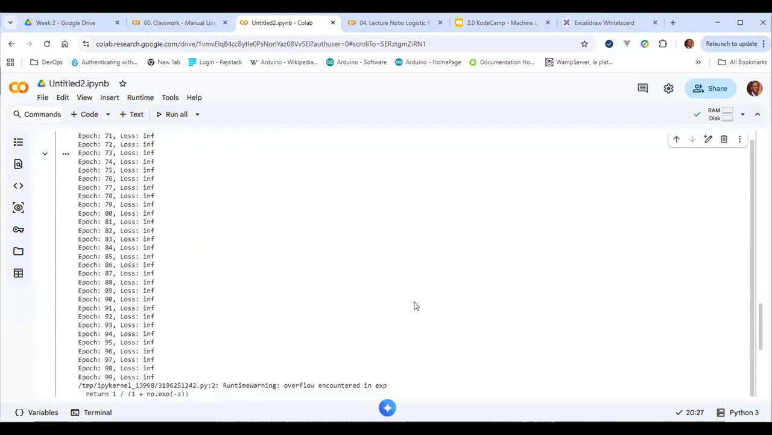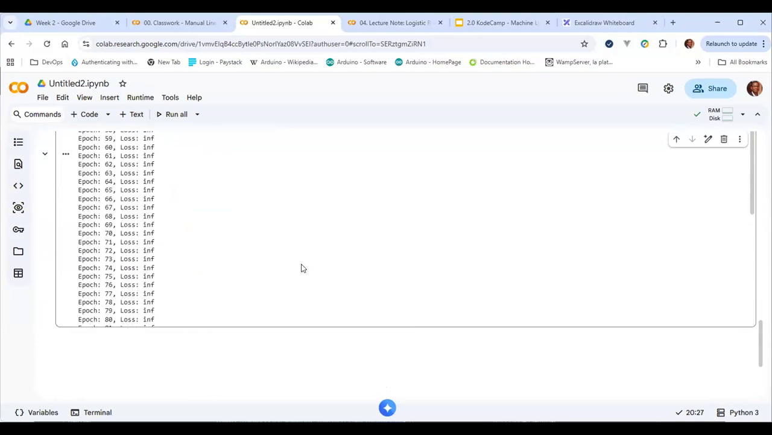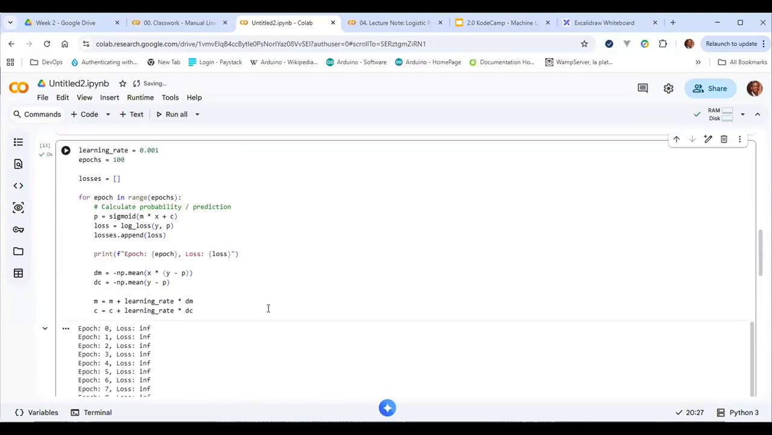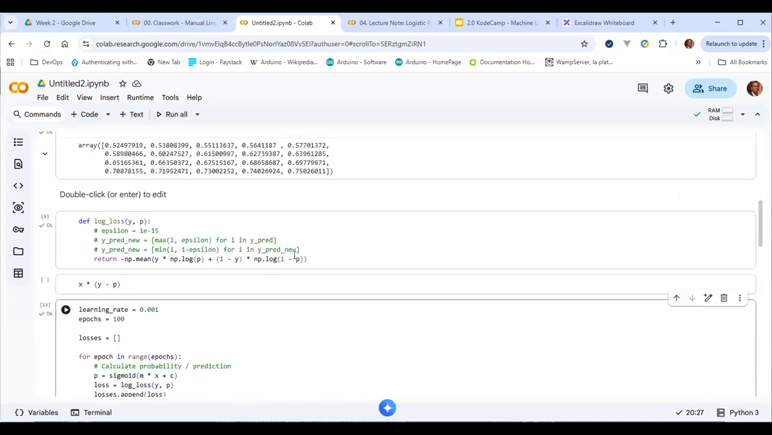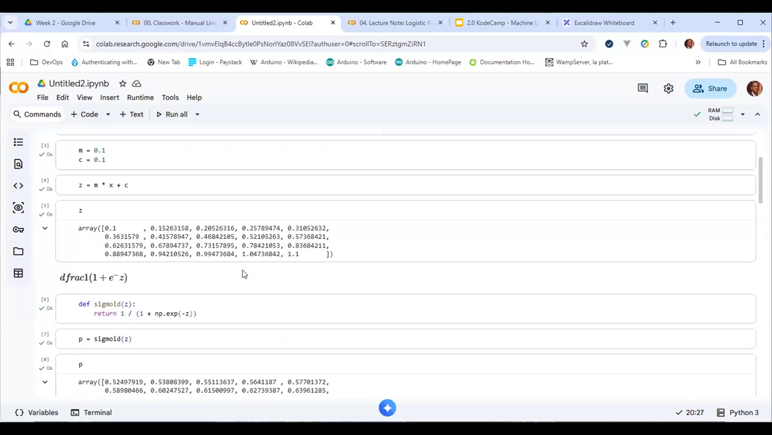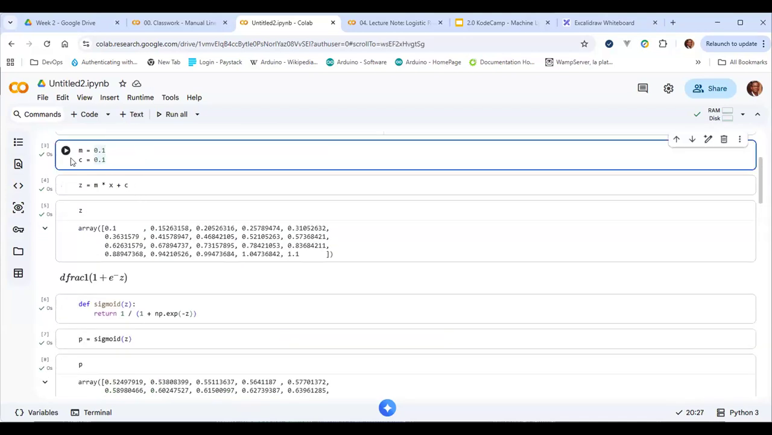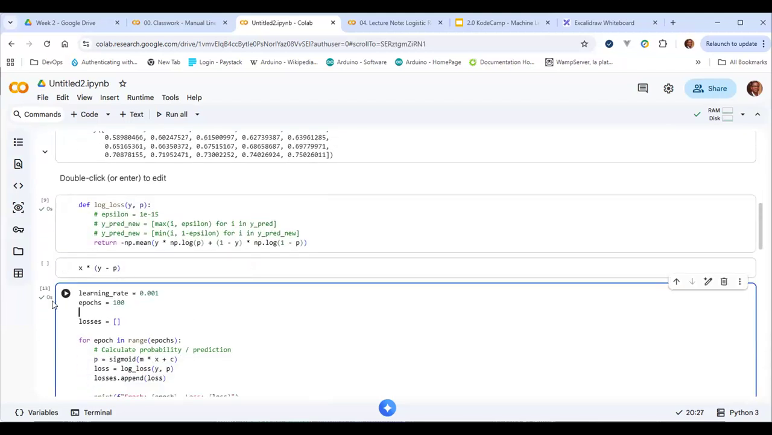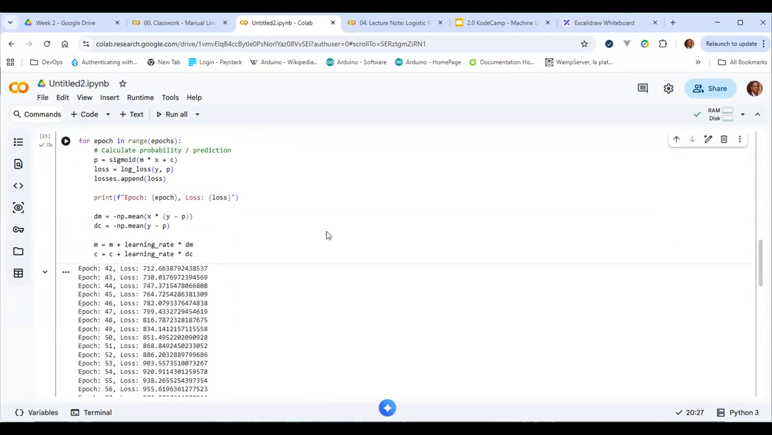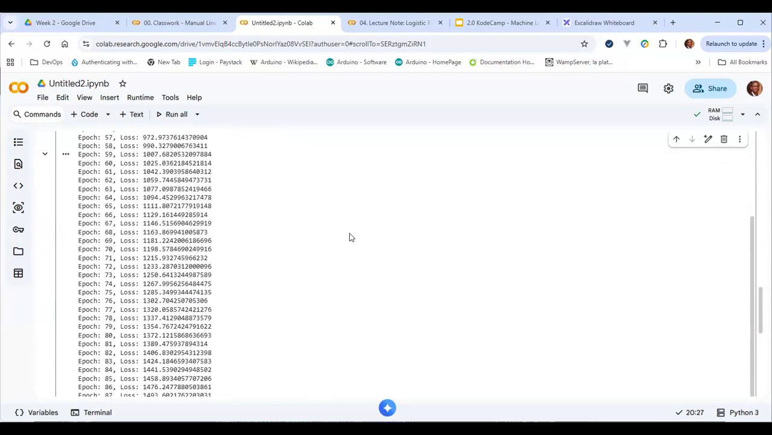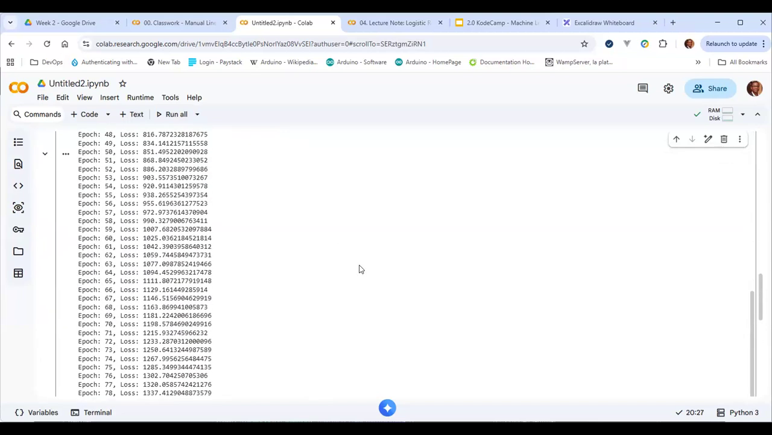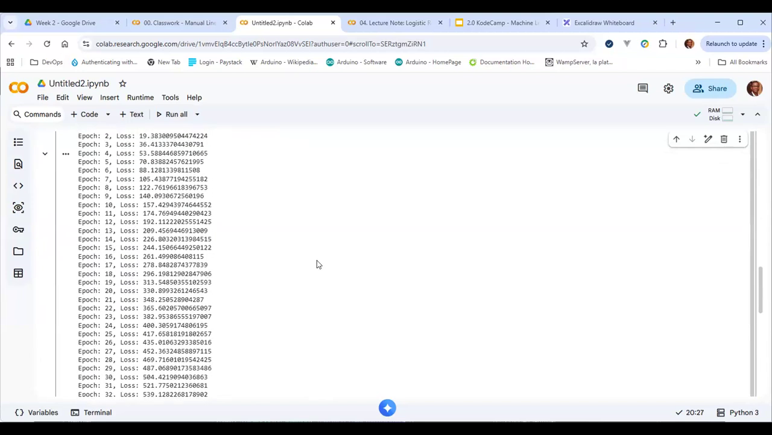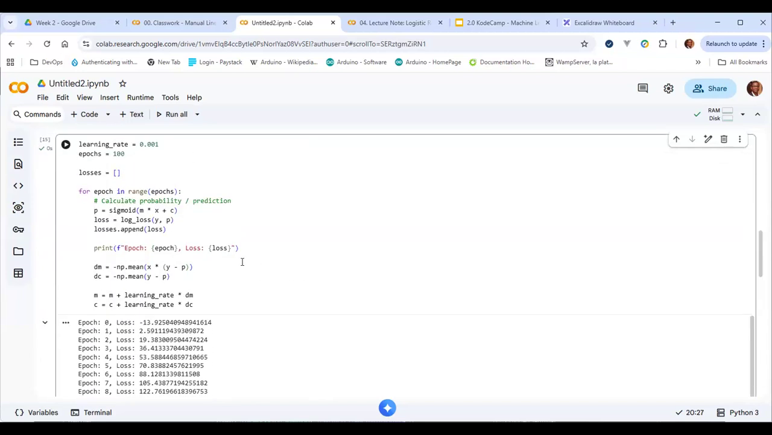But it's already gone wrong. So I need to reset the parameters again. So I'm going to reset the parameters again and rerun this. The m and c has changed. I'm going to run this and it's still blowing up. Let me print the parameters at the end of this.